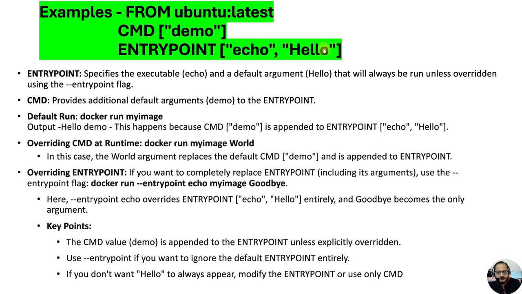If we have to modify or replace this hello with some other keyword, we can do that with the help of the --entrypoint flag. And CMD here is the additional default argument to the entry point. So whenever we run our container from this image, it will always print hello demo. So let's do it in a demo, then it will be more clear.